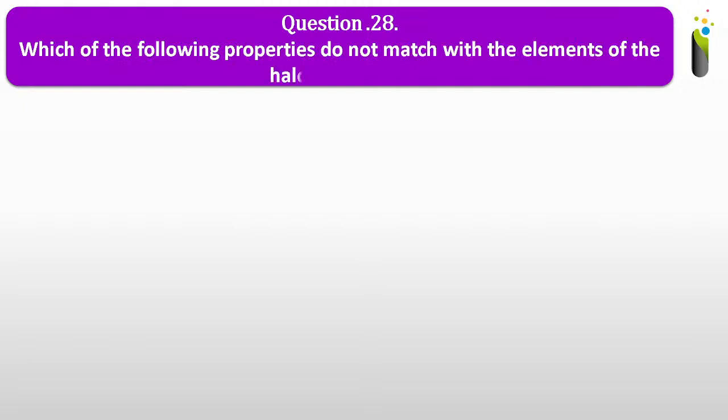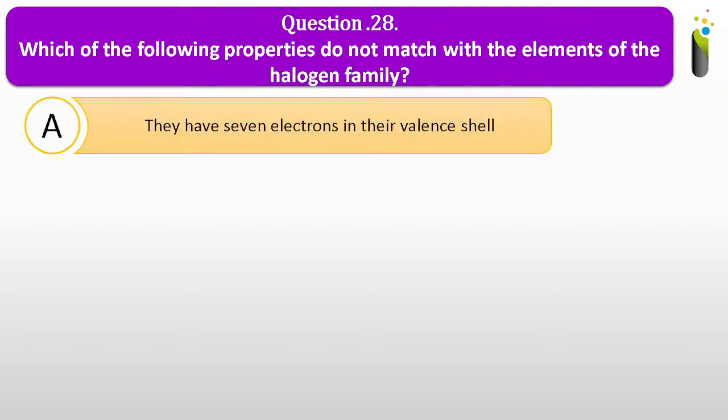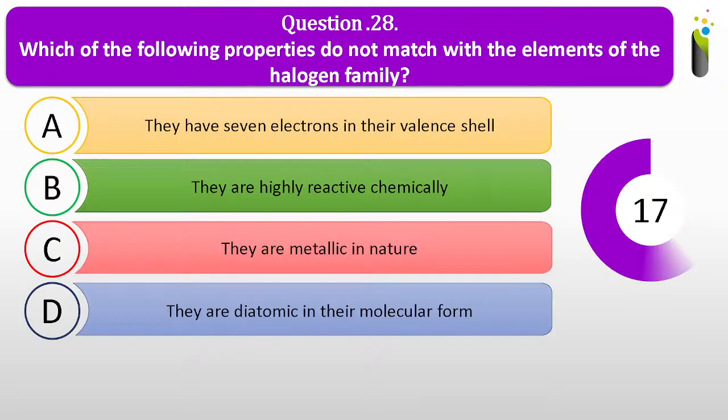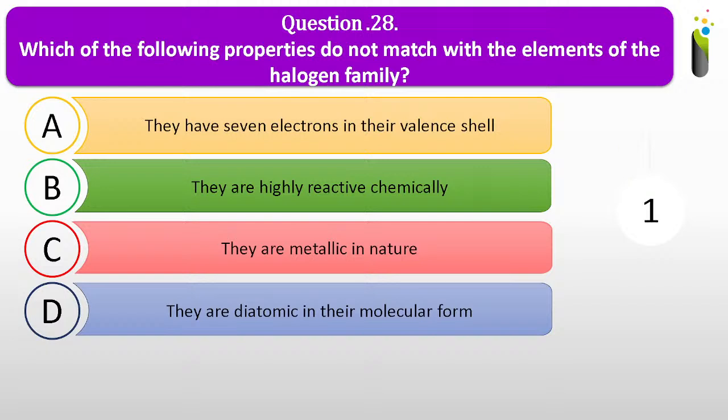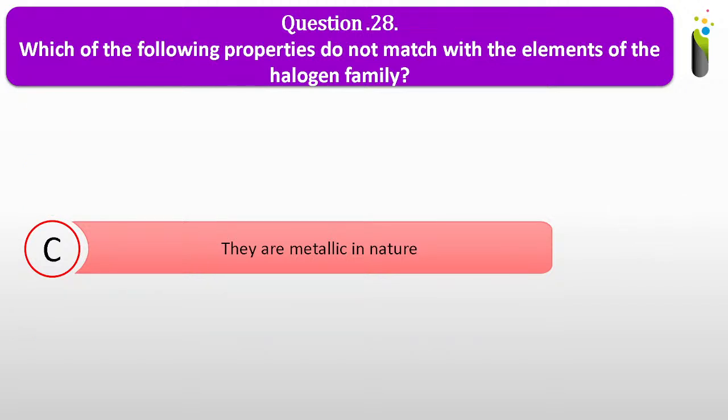Going to the next, that is question number 28. Which of the following properties does not match with the elements of the halogen family? A, they have 7 electrons in their valence shell. B, they are highly... So the correct answer for this is C. They are metallic in nature.